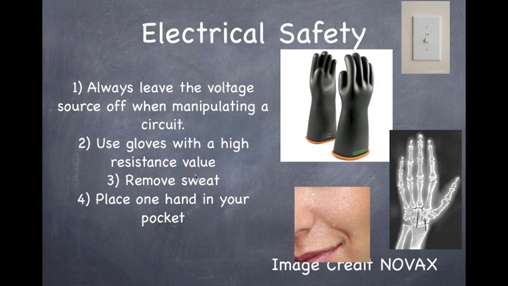Number three, if you are sweating, you need to remove the sweat because your dry skin actually has a great deal of resistance. But whenever you start to sweat, that mixed with the salt in your body actually provides a very, very good conductor. And the fourth one is if you are working with high voltage and high current, it is imperative that you put one hand in your pocket and you only work with one hand. In doing so, you actually provide the electricity a better place to go. The electricity will go down your leg and into your foot and then the ground, as opposed to going across your chest into your other hand, which is when you start to have problems with your heart.